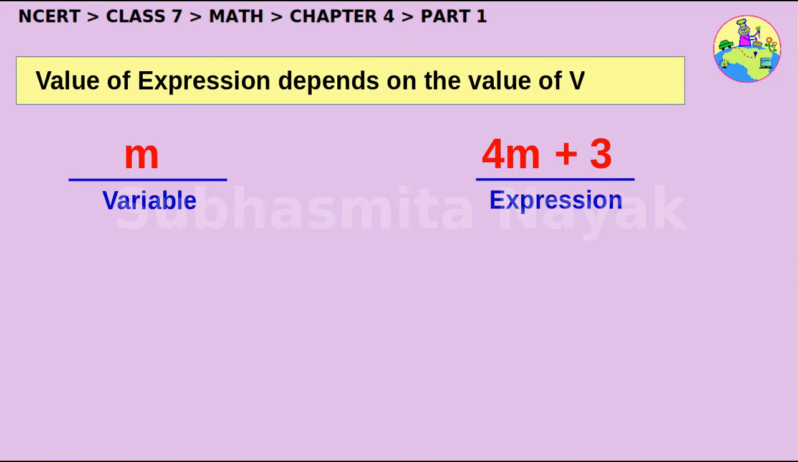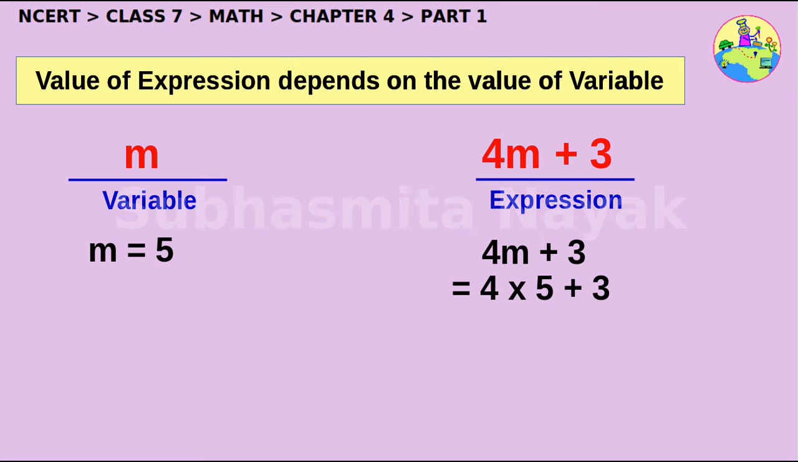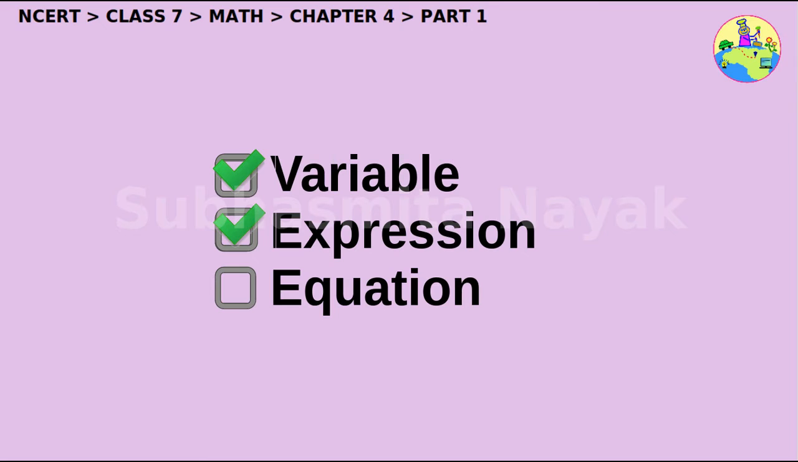For example, if the value of m is 5 in the expression 4m plus 3, then the value of the expression 4m plus 3 equals 4 into 5 plus 3, that is 20 plus 3 equals 23. If the value of m is 7, then the value of 4m plus 3 equals 4 into 7 plus 3, that is 28 plus 3 equals 31. Hope you understood this concept of variable and expression.